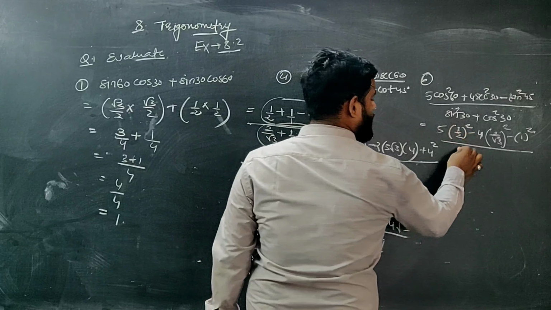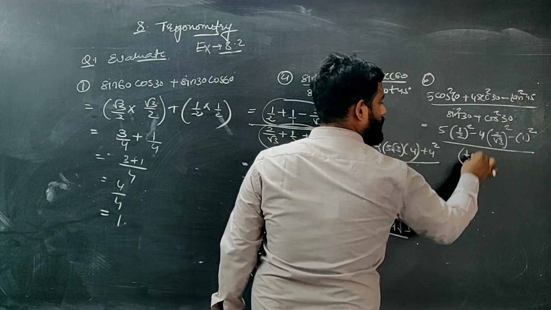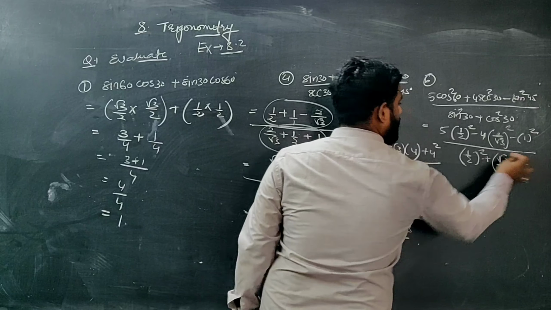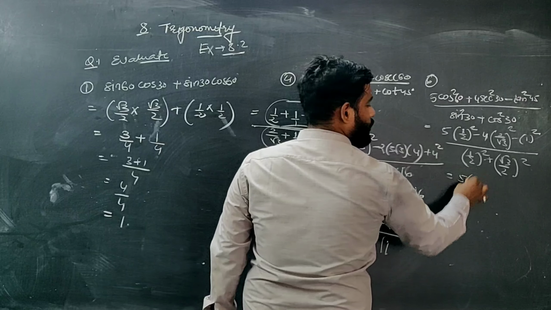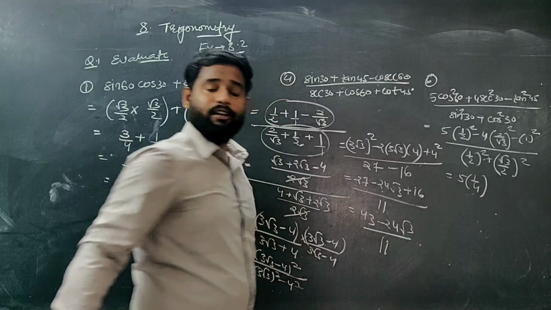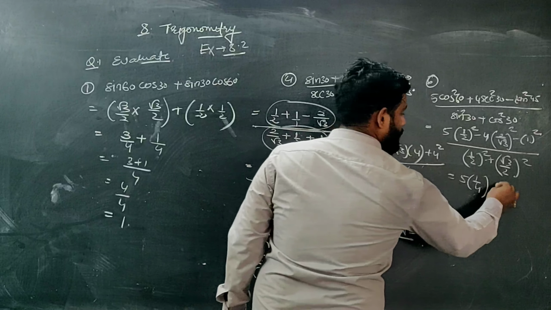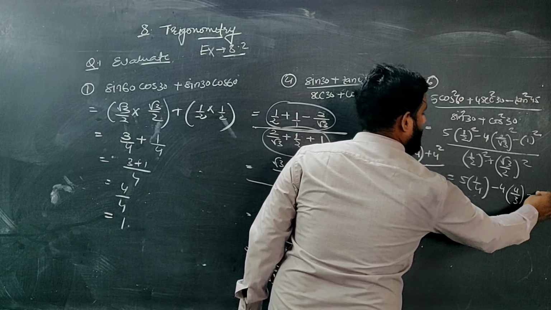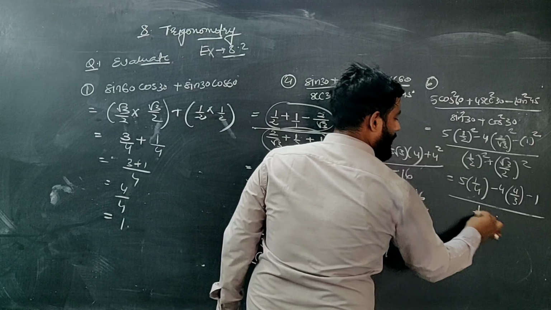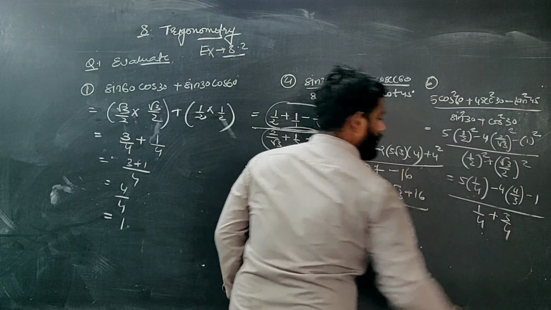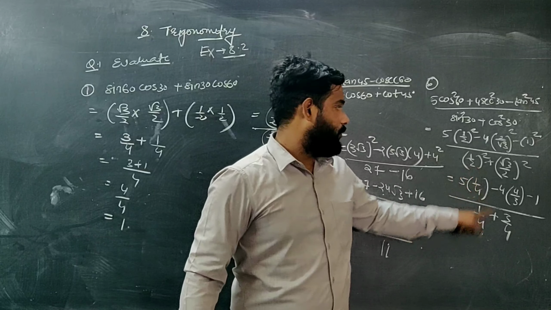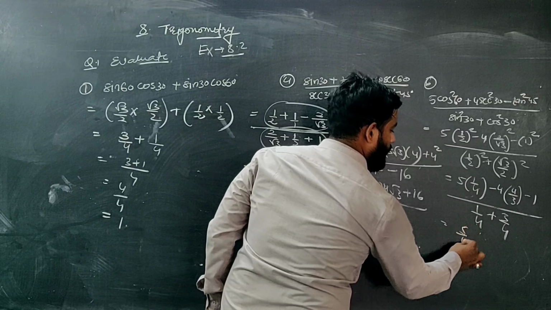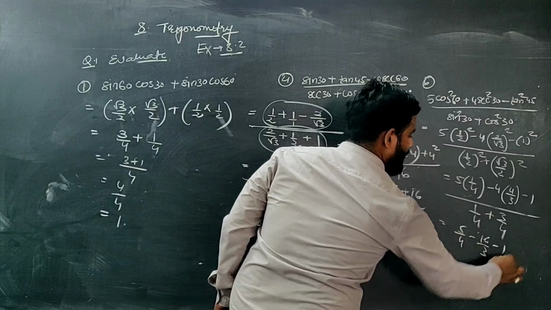Upon sin square 30, which is (1 by 2) to the whole square, plus cos square 30, which is (root 3 by 2) to the whole square. So this will become 5 into 1 by 4, since (1 by 2) square gives 1 by 4, minus 4 into 4 by 3, minus 1, upon 1 by 4 plus 3 by 4, right? 1 square 1, 2 square 4, root 3 square 3, 2 square 4. So that will become 5 by 4 minus 16 by 3 minus 1.